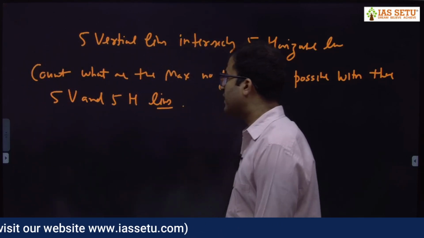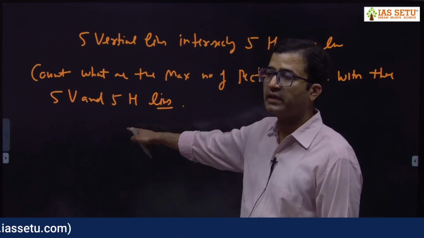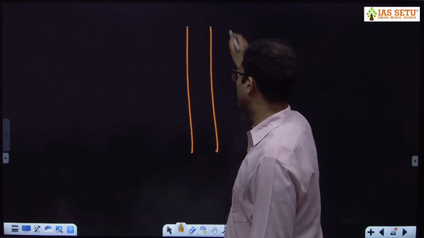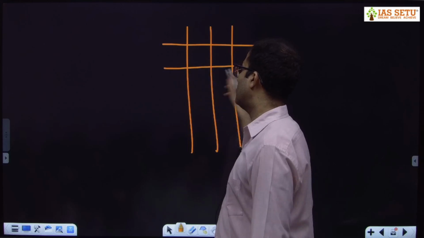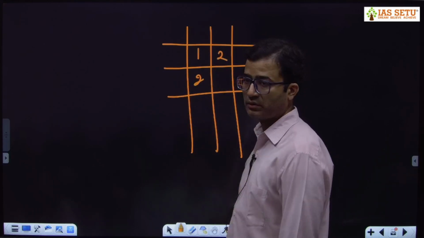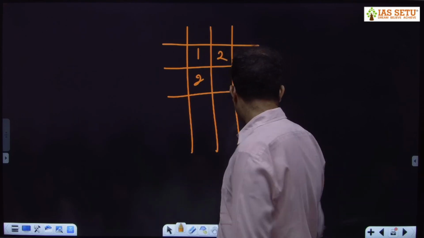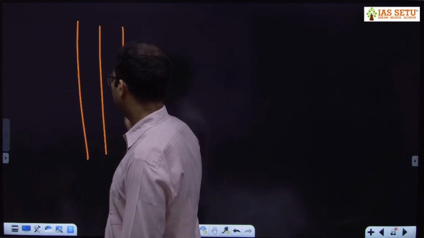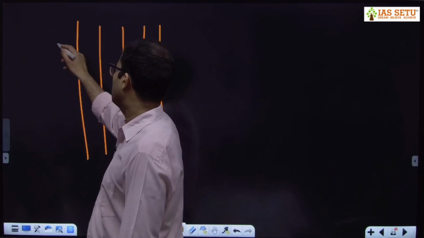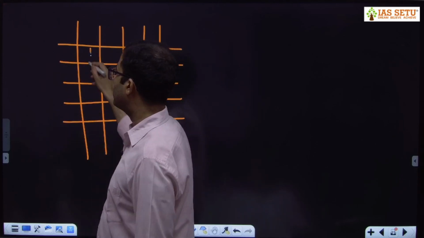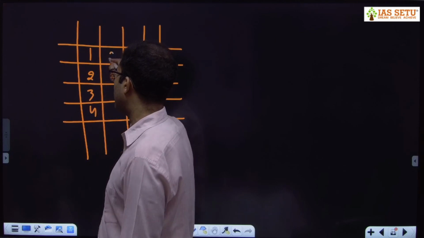225. See, many students think 5 vertical, 5 horizontal lines give a 5 by 5 figure. No. You draw 3 vertical lines, 1, 2, 3, and 3 horizontal lines, 1, 2, 3. Check. Are you getting a 3 by 3 figure or a 2 by 2 figure? When you draw 5 vertical and 5 horizontal lines, your net result will not be a 5 by 5 figure. Draw and see. 1, 2, 3, 4, 5. 1, 2, 3, 4, 5. Your net figure will be 4 by 4.